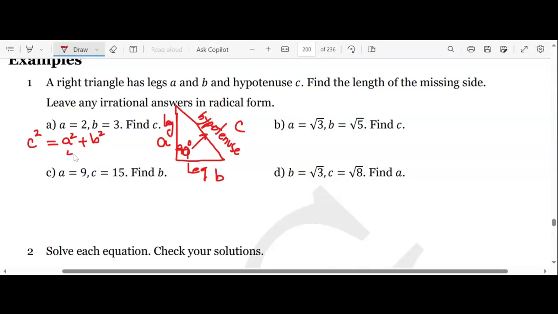How much is A squared? How much is B squared? 9 plus 4. Then you have to take the square root of 13. So C is equal to how much? Square root of 13. Is this clear? Okay, let's do B.